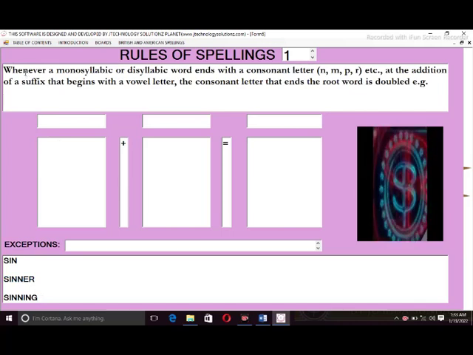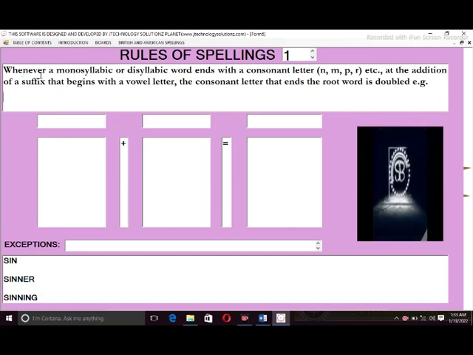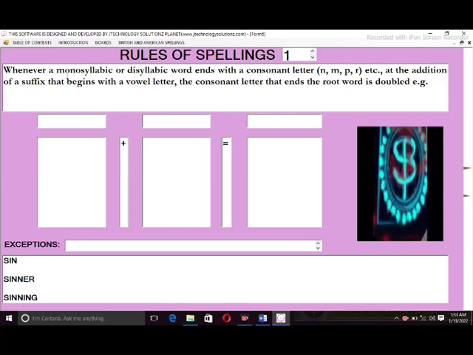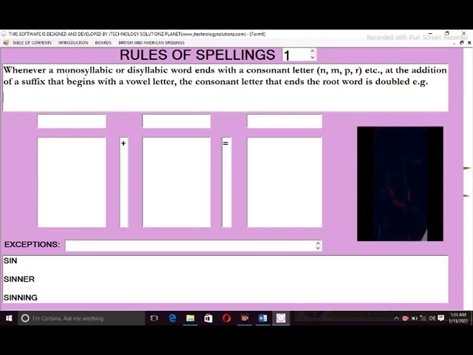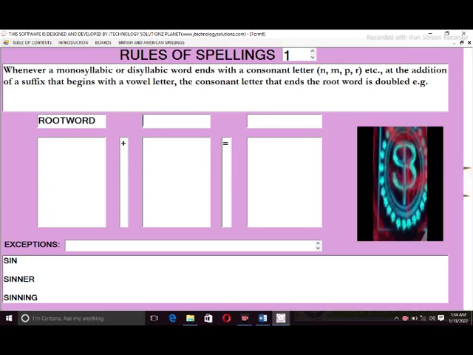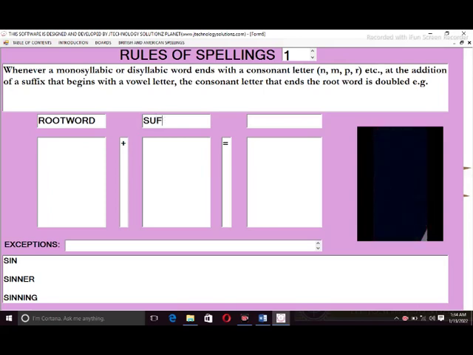Rule 1 of spellings says whenever a monosyllabic or disyllabic word ends with a consonant letter N, M, P, R, etc., at the addition of a suffix that begins with a vowel letter, the consonant letter that ends the root word is doubled. Now let's put our root word here. We're going to have our suffix and derivative or new word.